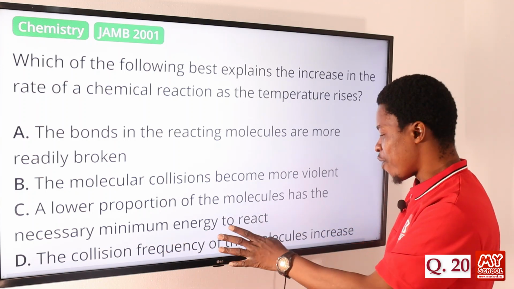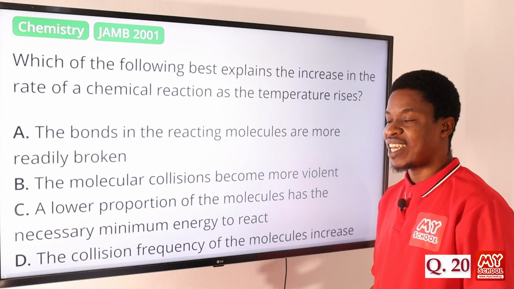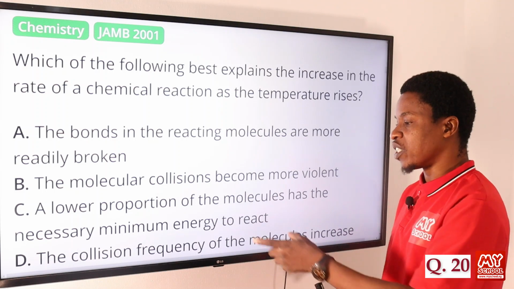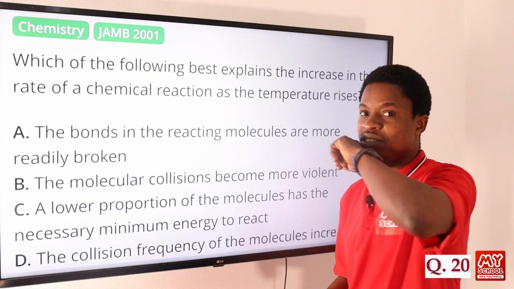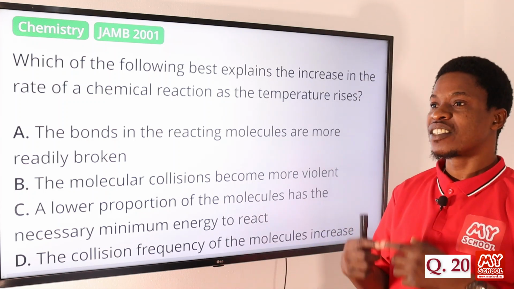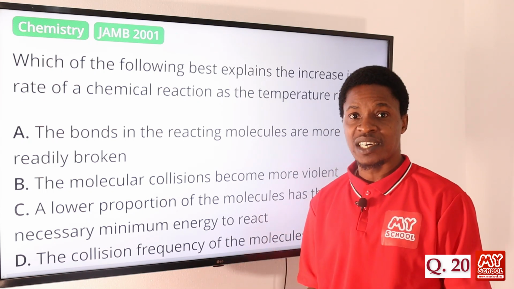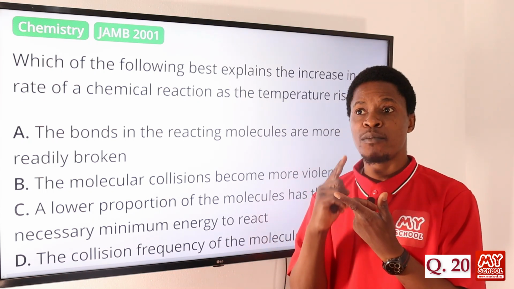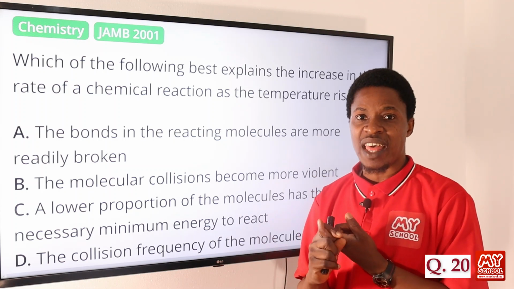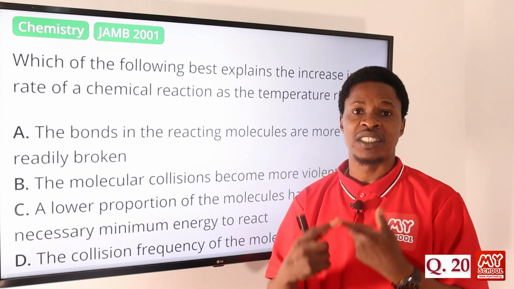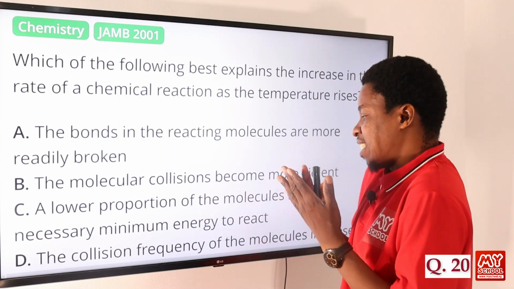The collision frequency of the molecules increases. What makes them increase? Okay, how does this happen? If the collision frequency increases, definitely the rate of chemical reaction will increase. Once the temperature increases, what happens? The molecules of the gases begin to collide with each other, and then the average kinetic energy increases. So once that happens, the collision frequency is increased.